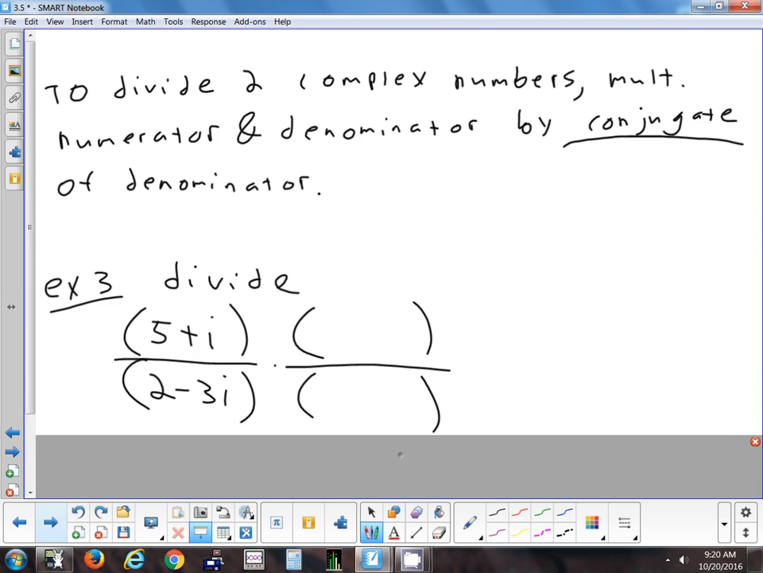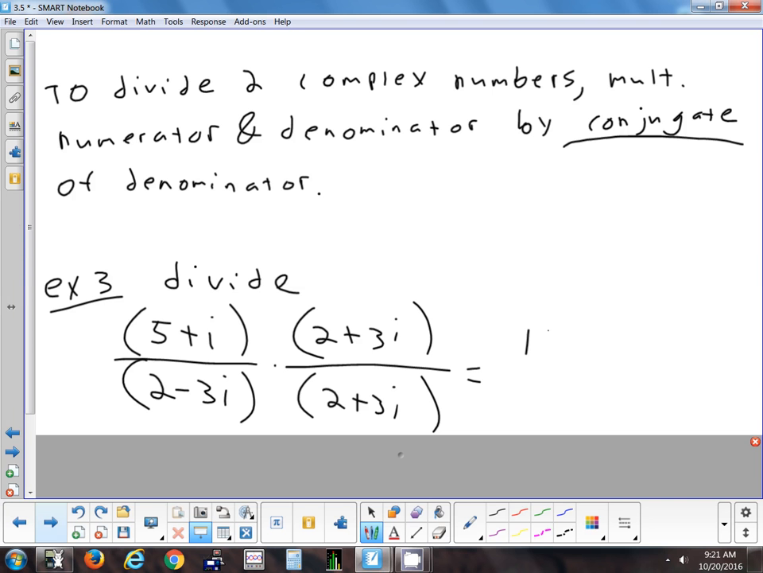Okay, so I've got 2 minus 3i as my denominator. What's the conjugate of 2 minus 3i? 2 plus 3i. So I'm going to multiply top and bottom by 2 plus 3i. Okay, before I do this out, any questions on how I got what I have right here? Okay, so let's do it out.